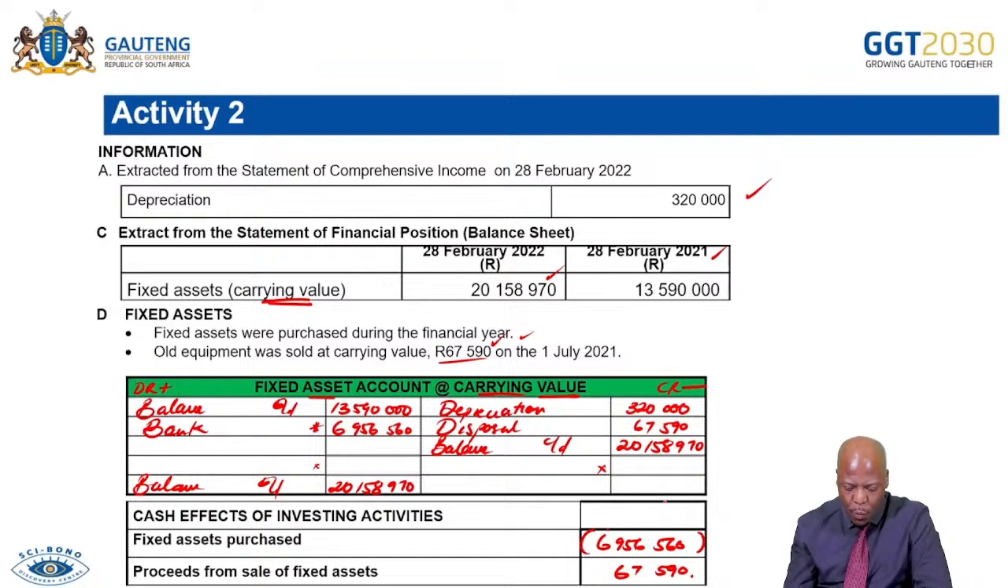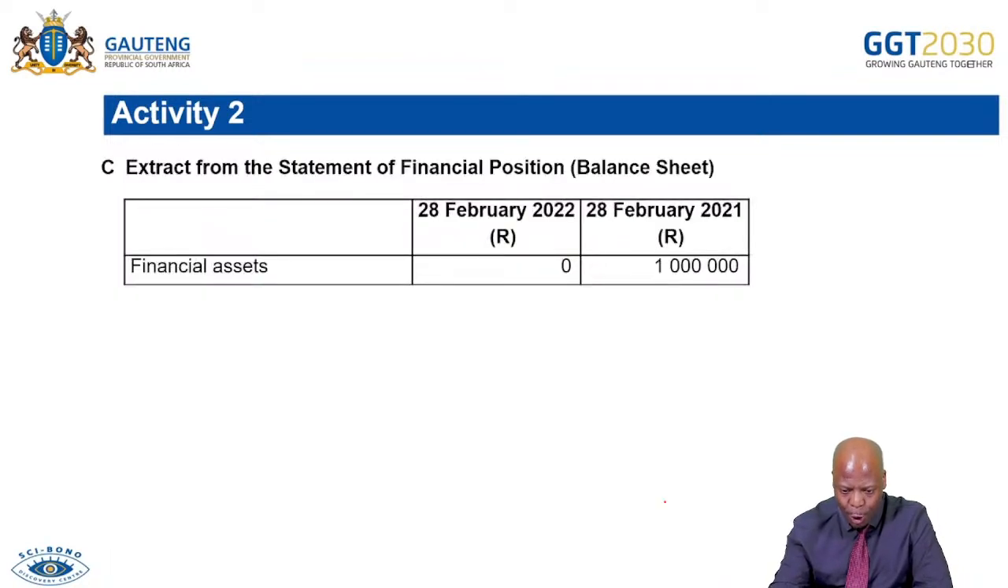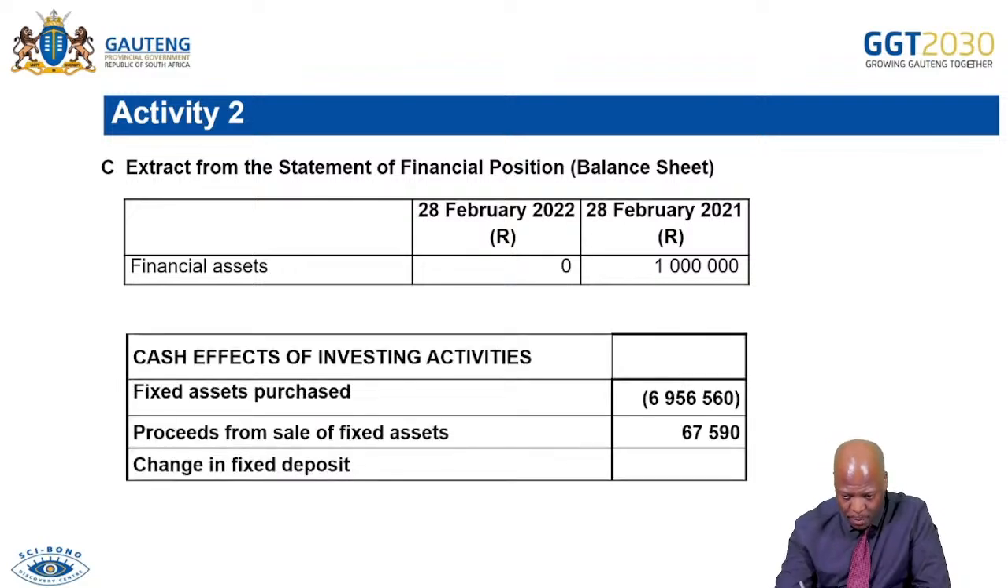And then we would go on to the next aspect, which is my financial assets. So remember, we already got the fixed assets purchased and the proceeds from sale of fixed assets. On the financial assets, we had financial assets worth 1 million in 2021. But when we come to 2022, there is 0. What does that mean? It means our financial assets or our investments have matured.